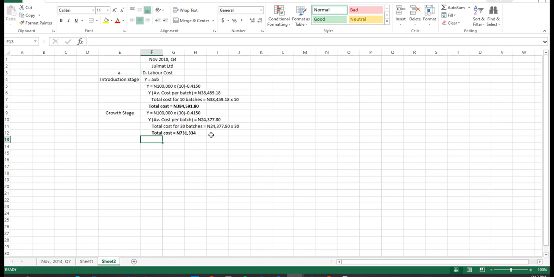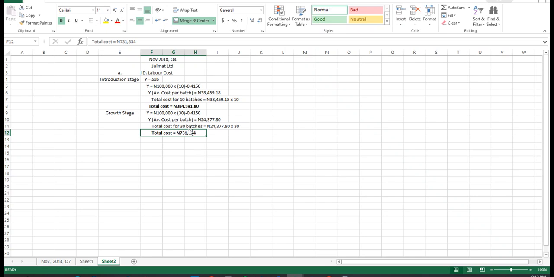Now, at the growth stage that we have, at the introductory stage, what do we have as 10 batches? We have 384, right? Now, what is the additional batch we have created here? The additional batch we have created here is additional 20,000 batches, right? From 10,000 to 20,000, right?